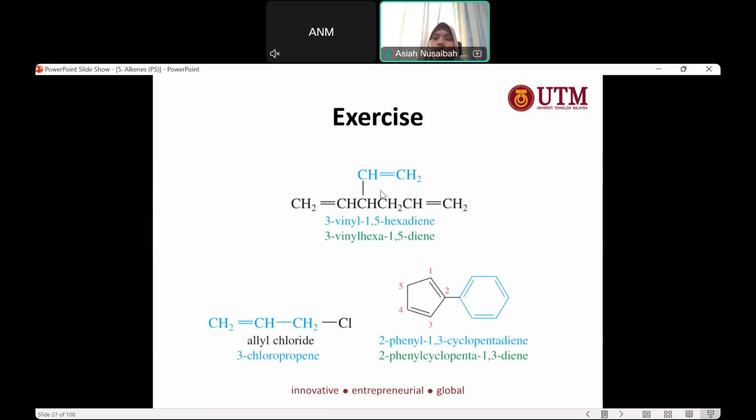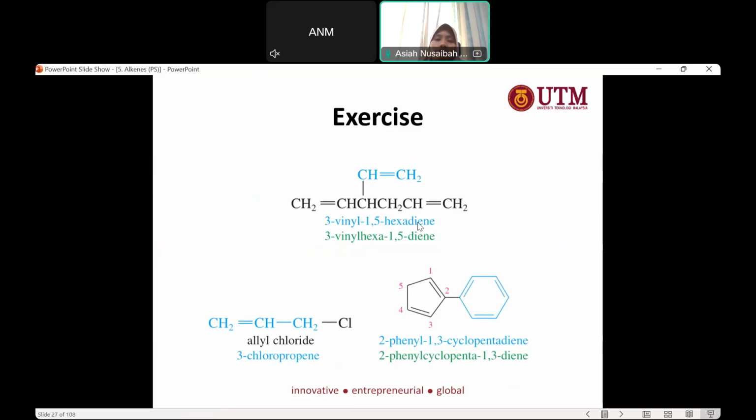The substituent is at the third C, 1, 2, 3. So this is the third C. We are not going to name this from the right, 1, 2, 3, 4, because then it's going to be a bigger number. So we will start from the left, 1, 2, 3. So the branch is attached to the third C. So 3-vinyl. Why vinyl? Because vinyl is the common name for an alkenyl branch having 2 C. So that's why here we have 2 C, right? So we have 3-vinyl-1,5-hexadiene.